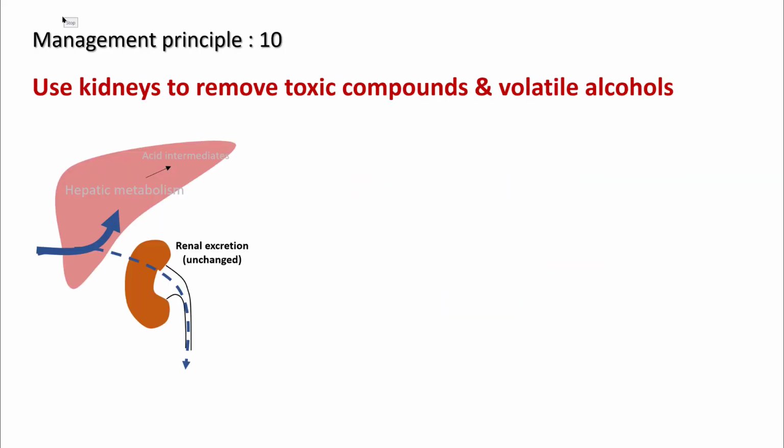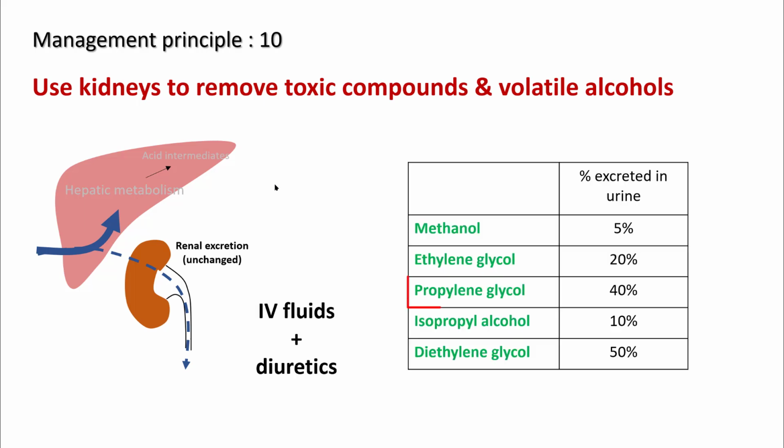Since volatile alcohols are small molecules, these can be excreted unchanged in the urine. For example, 40% of propylene glycol can be excreted unchanged in urine, while only 5% of methanol is excreted this way. So you can use IV fluid and diuretics to help aid excretion of these alcohols as well.